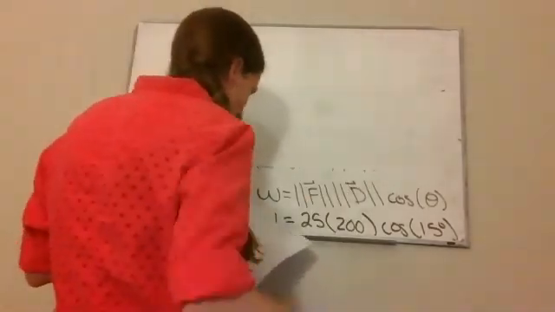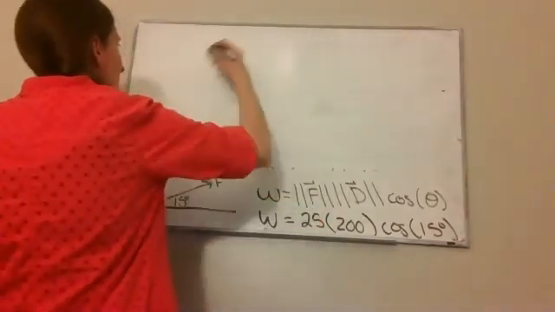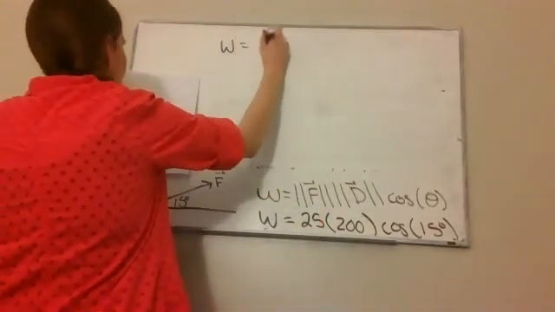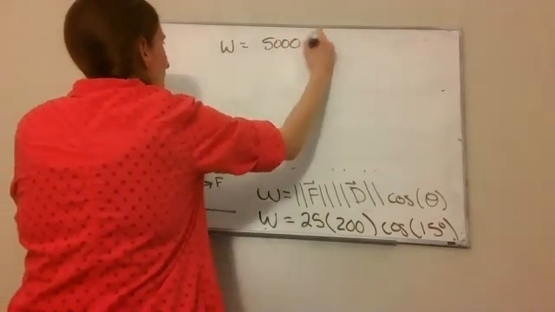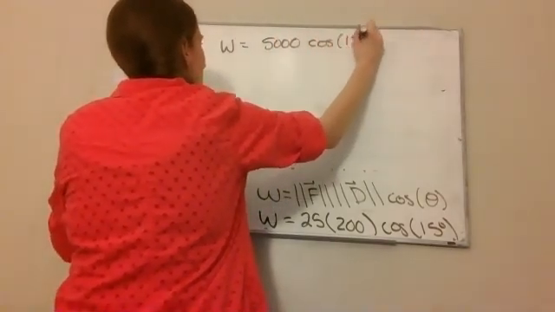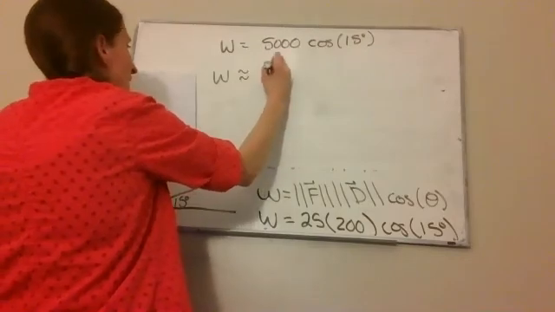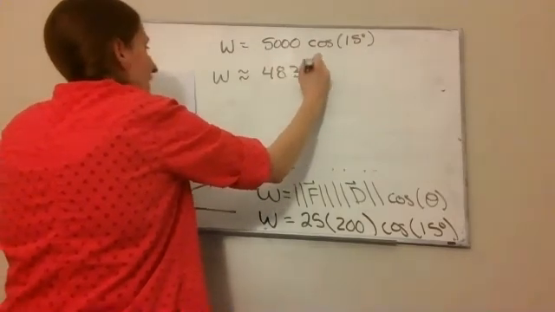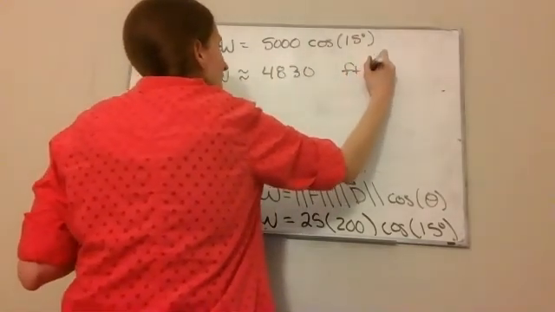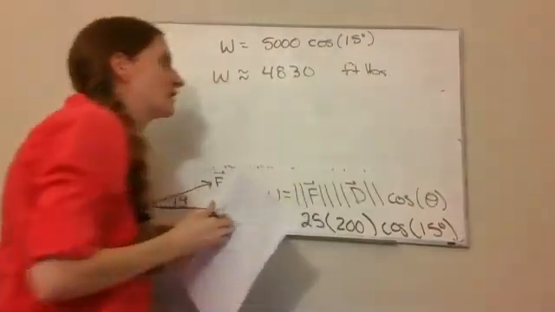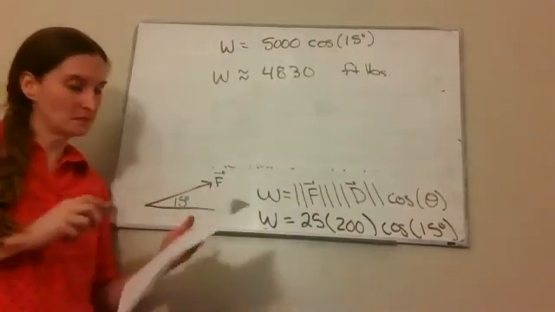So I get 25 times 200, which is 5,000 times cosine of 15 degrees. You type that all in and get that it's approximately 4,830 foot-pounds, rounded to the nearest whole unit.